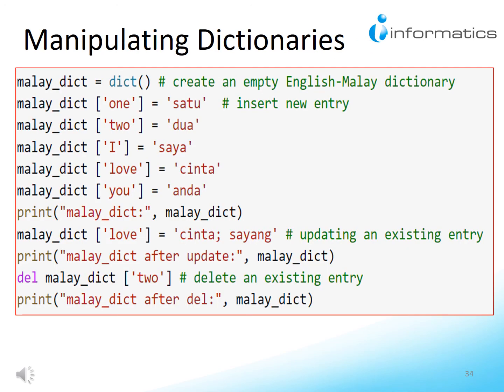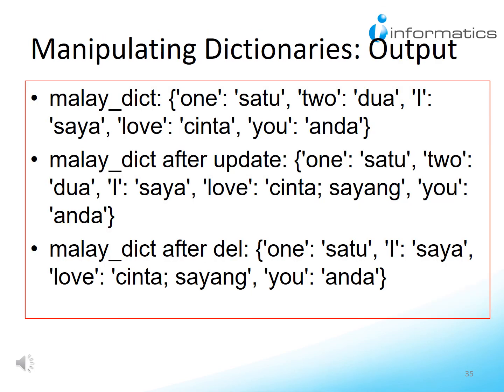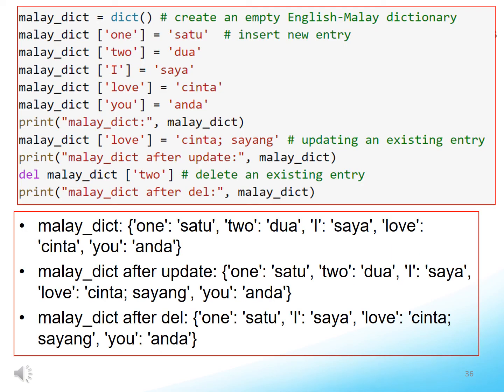Let's do some experiments with dictionaries. Write the above operations in a Python file and run it. You should pause this video and do the exercise. These are the expected output from the experiment. Here are the combined codes and outputs. You should pause this video and study the codes and the corresponding outputs.